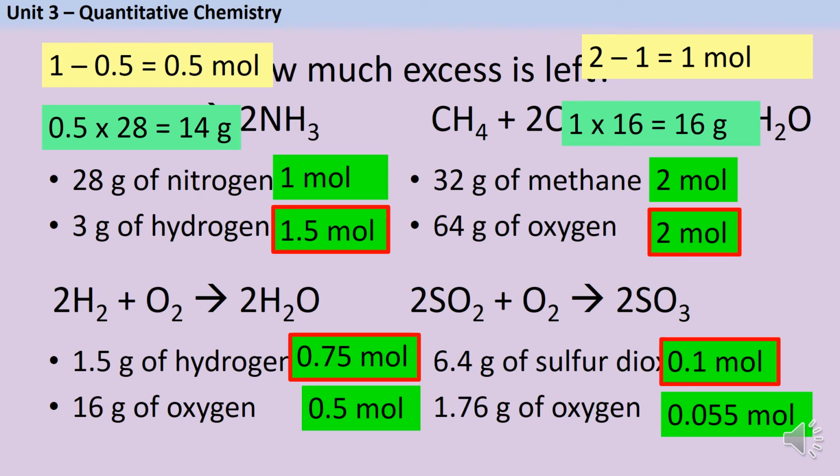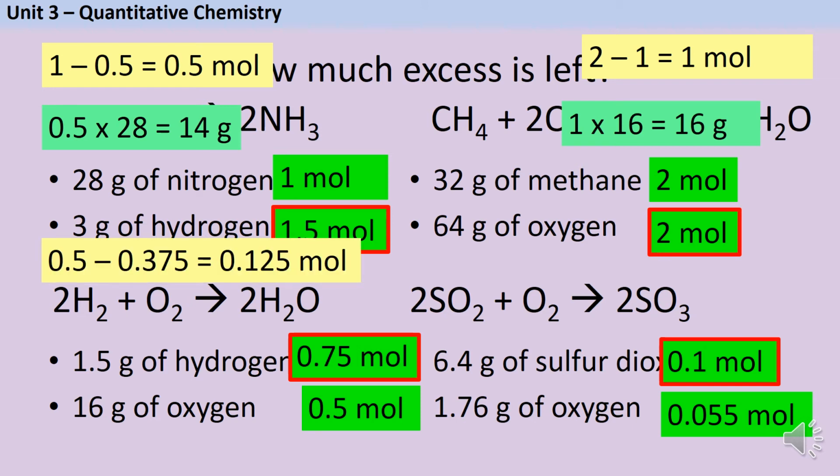For question number 3, we've got 0.75 moles of hydrogen, which can only react with 0.375 moles of oxygen, and we've worked that out by halving 0.75. So that means that left over will be 0.125 moles, and if we multiply that by the MR of an oxygen molecule, we get 4 grams.